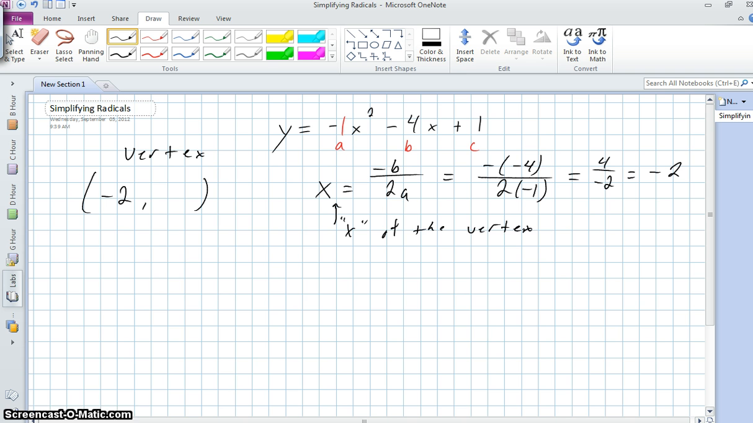Now you can see we're missing the y. We need a point. Anytime you want to find a y that goes with an x, you simply take this number right here and plug it into the x, always into the original equation. So that's what we're going to do. The first thing is to find the x of the vertex. The second is to find the y by plugging that number back into our equation. So we get negative times negative 2 squared minus 4 times negative 2 plus 1.